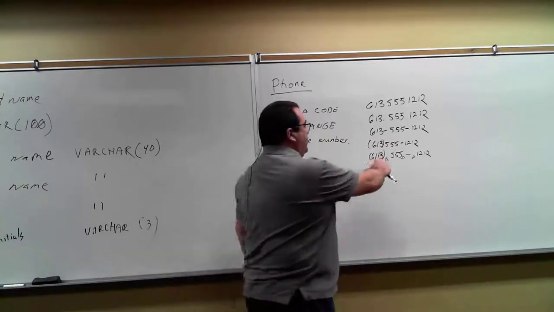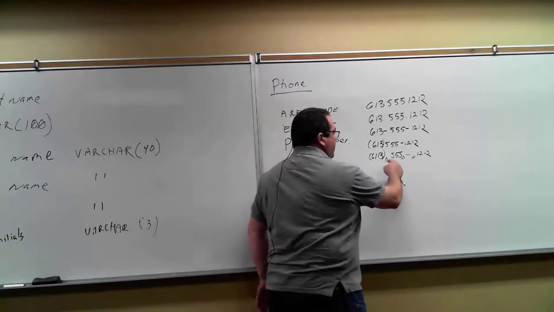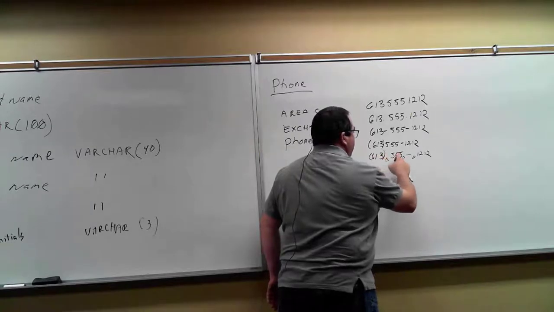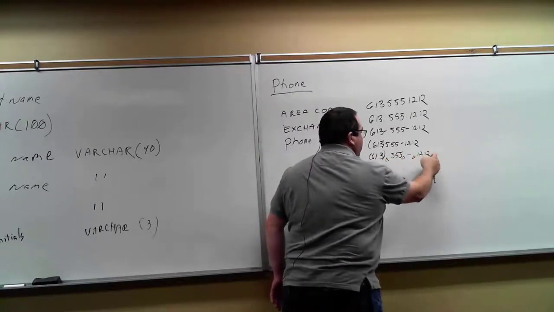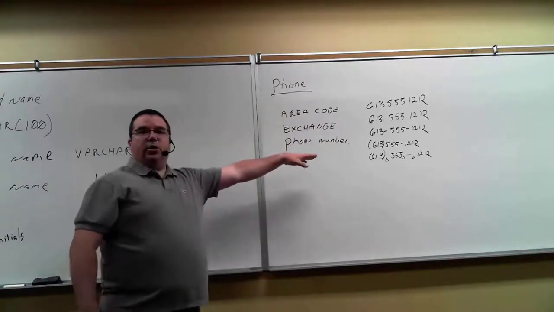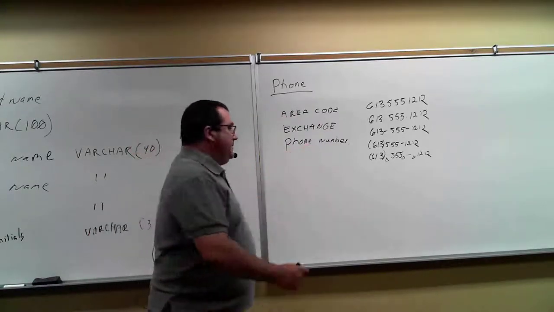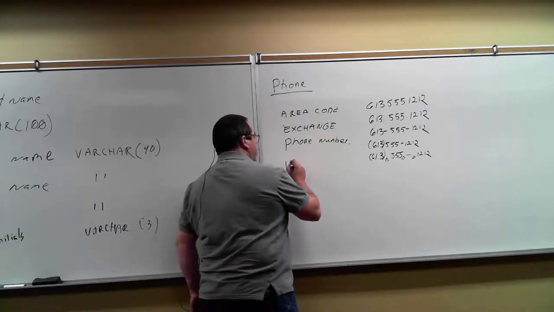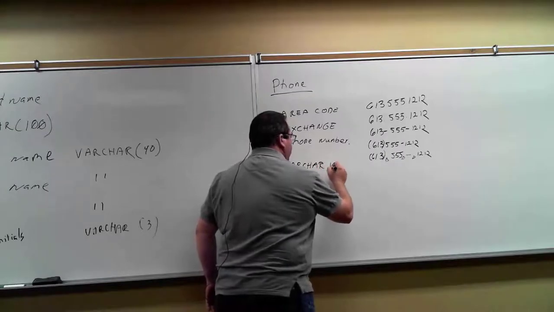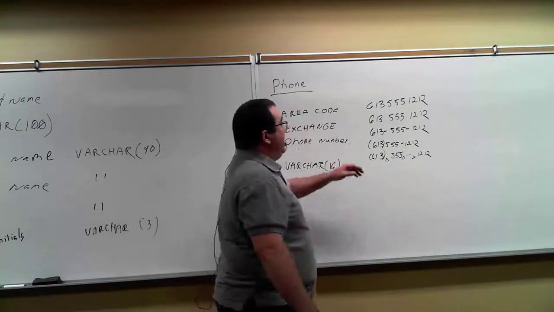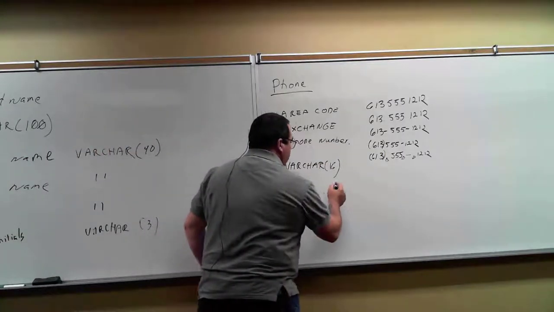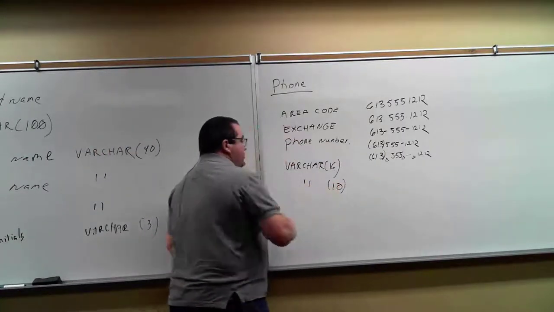So if we count how many characters in here, it's 1, 2, 3, 4, 5... 16 characters. Worst case scenario. So if you're going to allow the data to go in as is, you can get away with a varchar 16. On the other hand, if you just want to store just the digits, you can do a varchar 10.